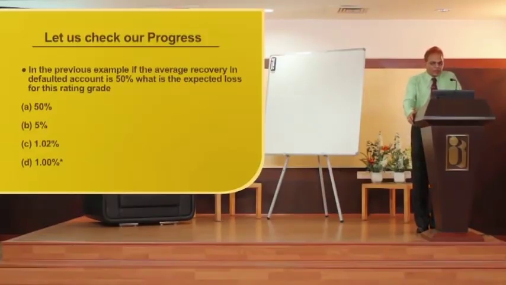In this previous example, that is 2% probability of default, if the average recovery in defaulted accounts is 50%, what is the expected loss for this rating grade? We know that the expected loss is calculated by multiplying probability of default into the loss given default. In case the recovery in this default account is 50%, that means the loss given default is 1 minus recovery, that is 1 minus 50%, that is 50%. So 50% of 2% is 1%. So D, 1% is the correct answer.